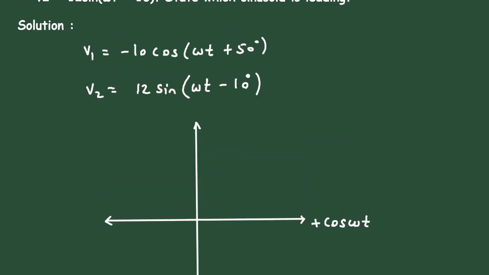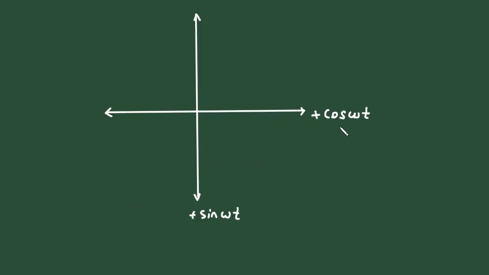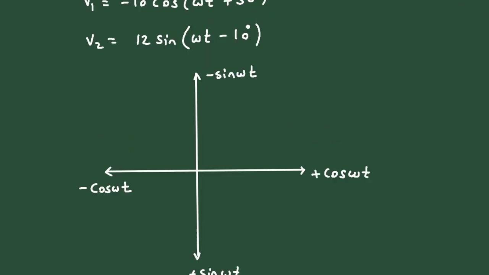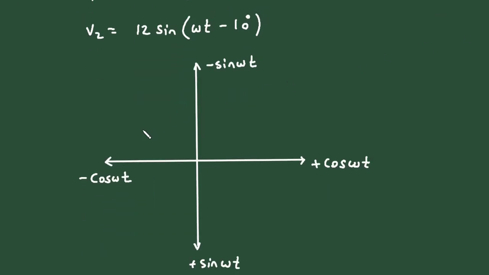Now, we want to convert this minus cos. So, here on this side, this is plus cos omega t, and on this side it is minus cos omega t, and here on this side this is minus sin omega t. Now we want to convert this minus cos into plus cos omega t. So here we can see the phasor rotates in counterclockwise or anticlockwise direction. So here we can write direction of rotation.